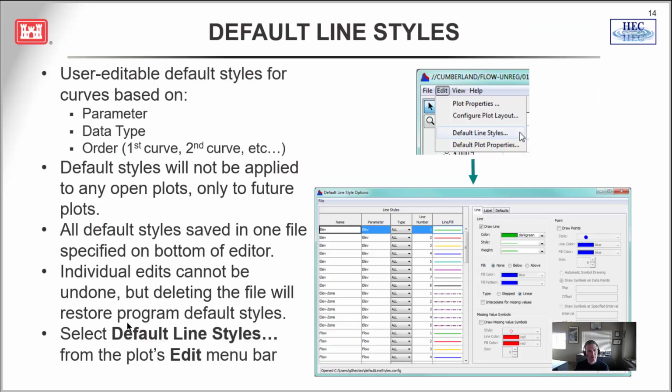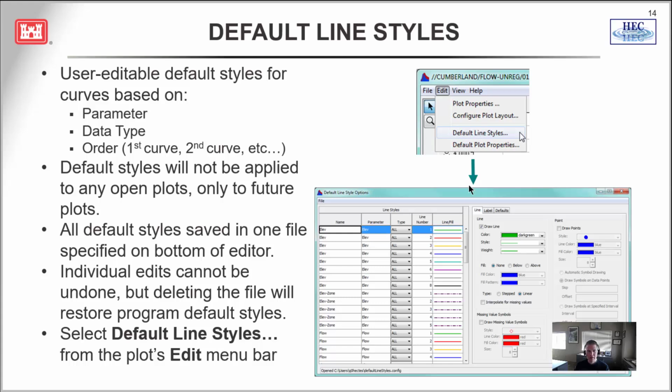Let's talk about default line styles. If you have selected a number of elevation data sets, and then you click the plot button after you have those selected, you're going to see a plot, and each line will have a separate color. Those separate line colors and line styles are defined within the line properties editor. And you have access to the line properties editor from the Edit menu, Default Line Styles.